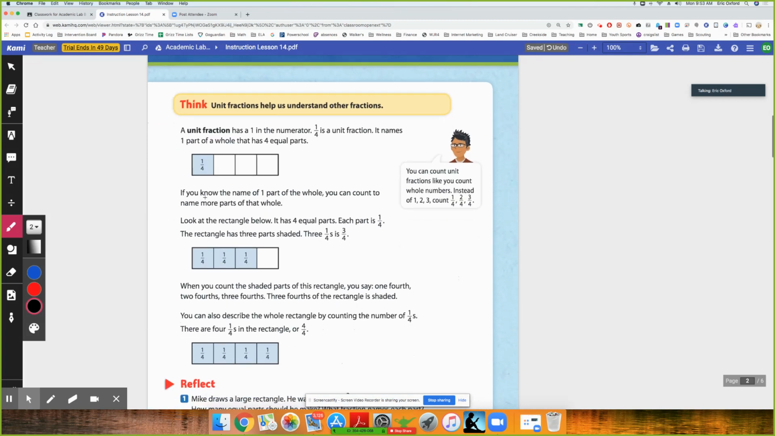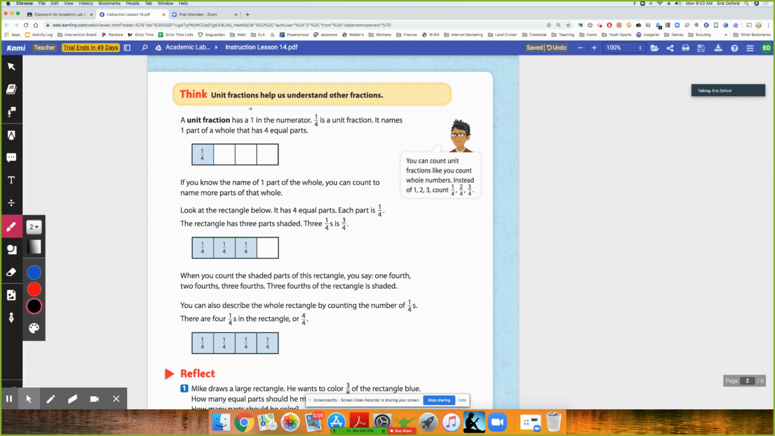Let's go on to page 157. Think, unit fractions help us understand other fractions. A unit fraction has a 1 in the denominator. So 1/4 is a unit fraction. It names one part of a whole that has 4 equal parts. This one is the part that's shaded. There are 4 equal parts, 1, 2, 3, 4. So 4 is in the denominator and 1 is in the numerator, and 1/4 is a unit fraction. That's a new vocabulary term that you need to pay attention to. It'll come up later.